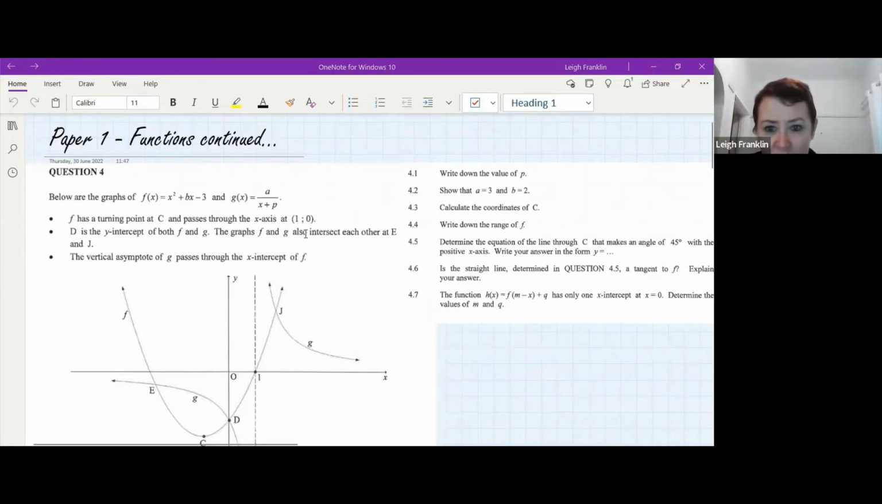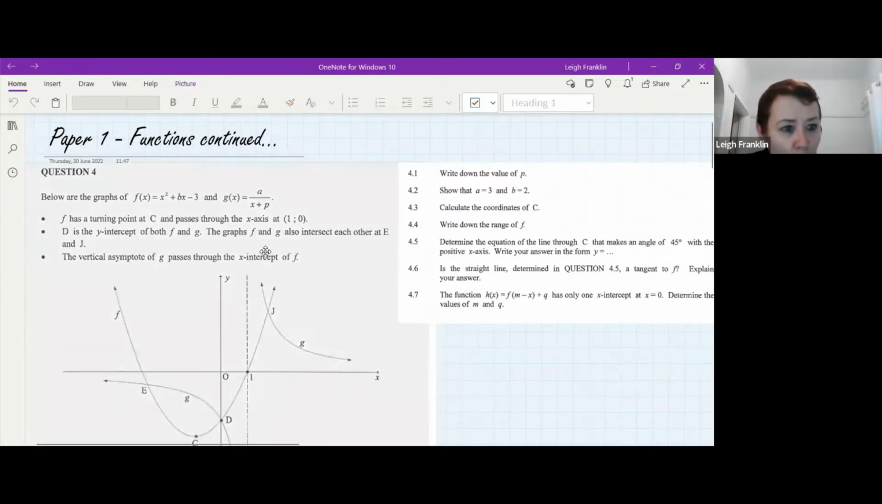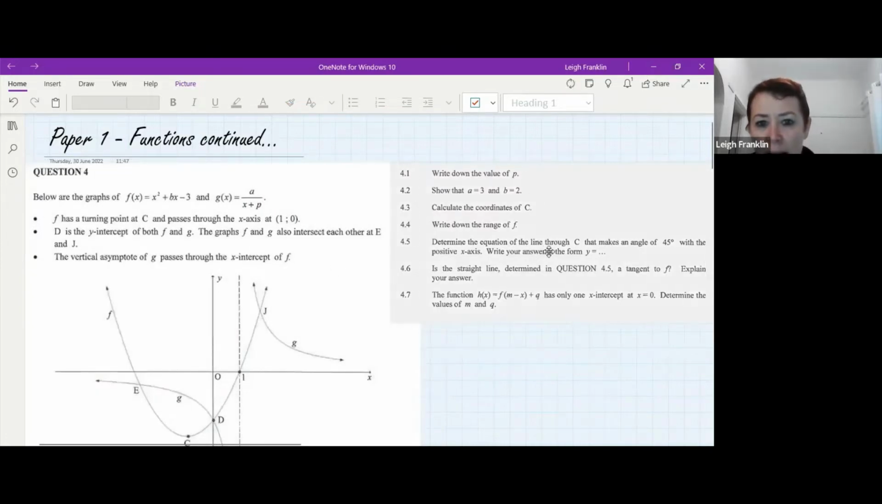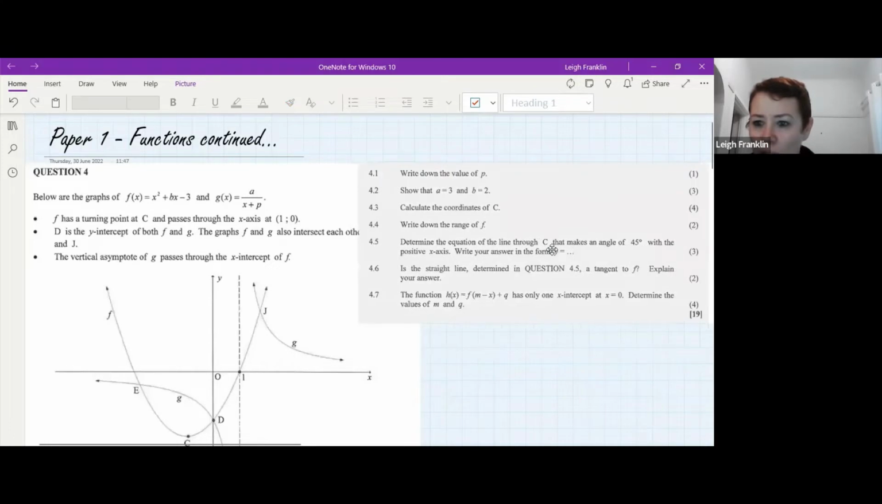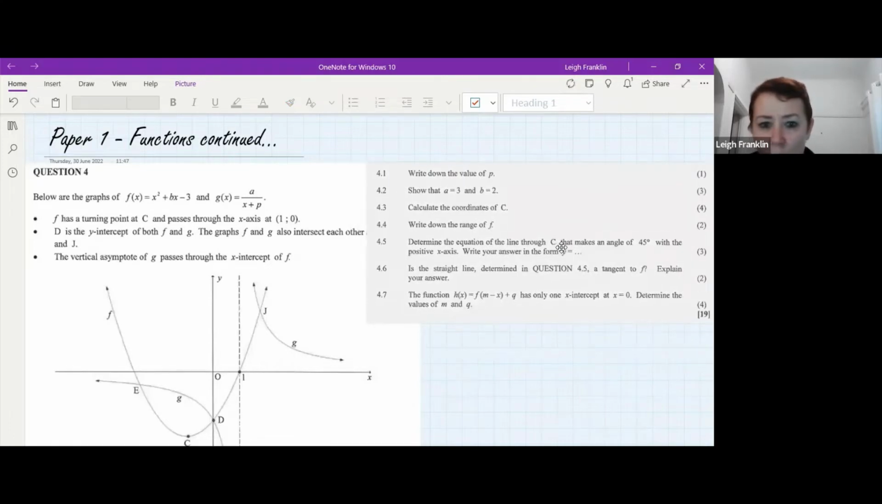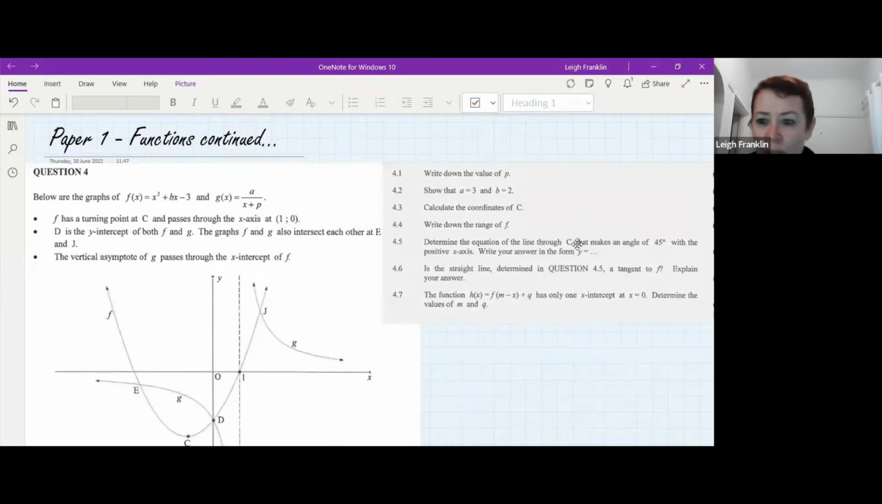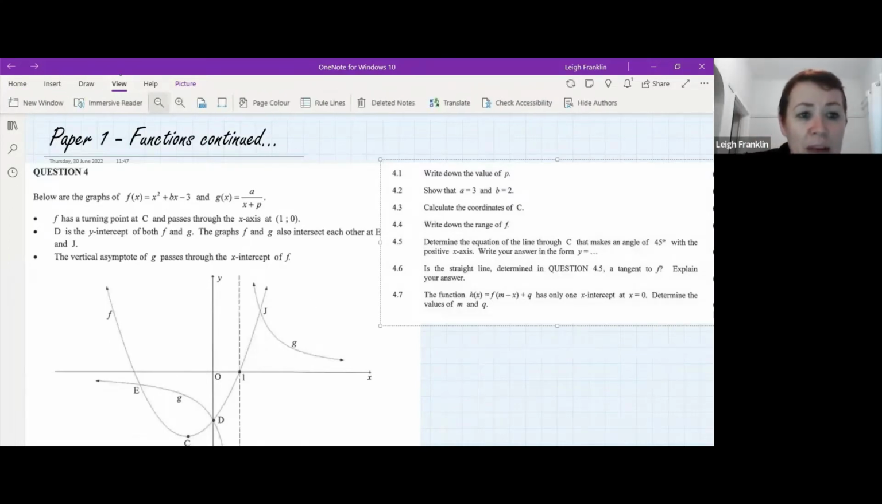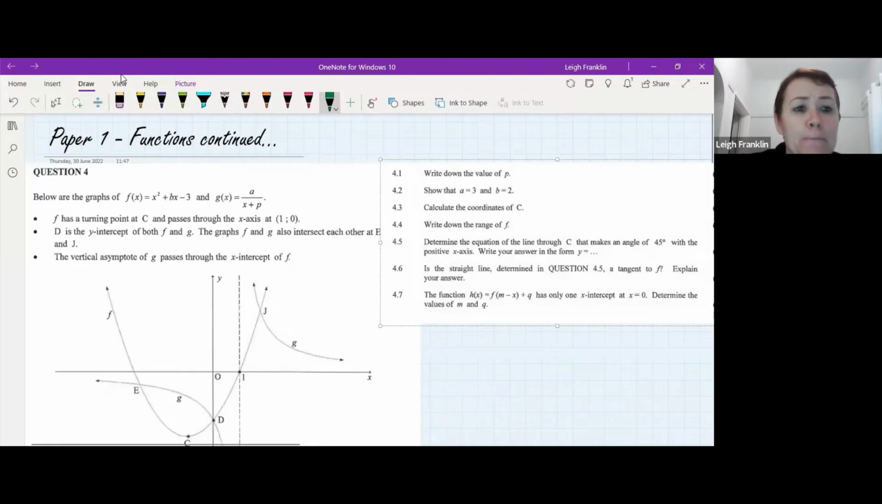We'd actually managed to do 4.1 and 4.2. I don't know if you guys remember that. But we had managed to answer those questions before it was time for us to go, and then we decided that we would continue with this the next time I saw you. Okay, so if you recall from the last time, we said that the value of P was equal to -1. Do you remember that? P is equal to -1.